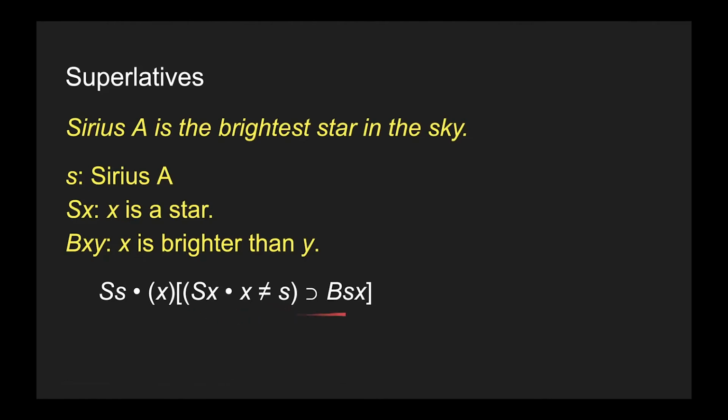And then the right-hand side, in other words the consequent of that conditional, is going to be what we're saying about that group. And we're saying that Sirius A is brighter than everything other than Sirius A. So we have the predicate B, brighter.